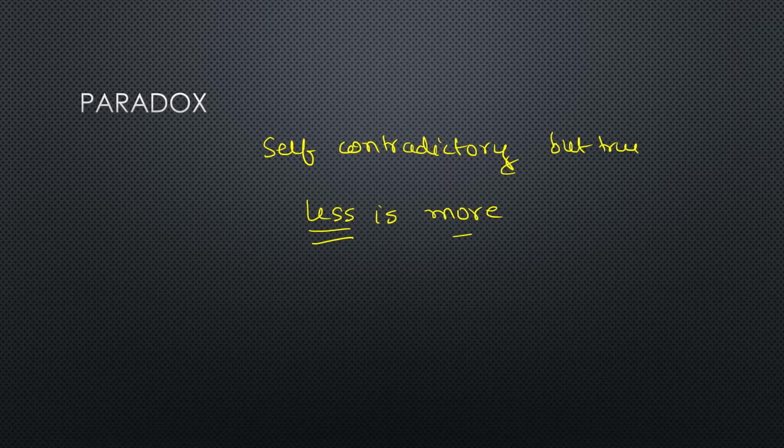Then we have paradox. We talked about it, right? It is a self-contradictory statement, but unlike irony, it is true. For example, I told you about Sahib Alam. Also, you can say less is more. So less and more are self-contradictory, but it has a deep meaning, right? It makes sense philosophically that contentment is there. It's enough.